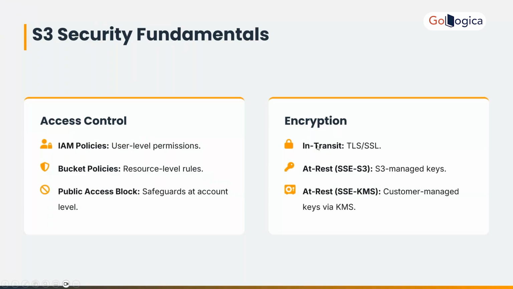Then encryption in transit. Whenever you access your S3 buckets and objects, you access them over TLS/SSL, which means your data is encrypted. At rest, it uses SSE-S3, which is S3 managed keys. This is the default encryption that AWS provides. At rest, we can also go for SSE-KMS, Key Management Service.